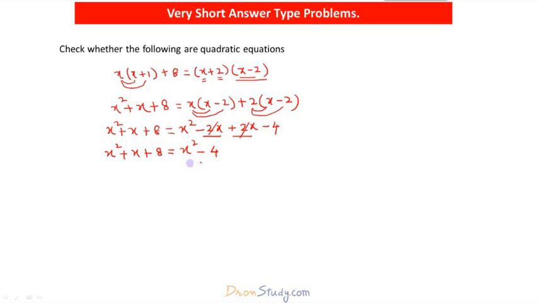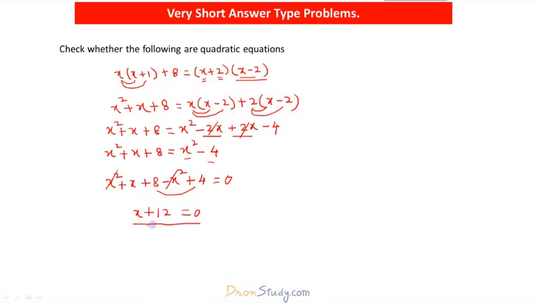Now take these two terms to the other side. So it will be x square plus x plus 8, this will be minus x square and this will be plus 4, which is equal to 0. Now here this x square and x square will also get cancelled. 8 and 4 are the like terms, so we can add them. So x plus 8 plus 4, that will be 12, is equal to 0.